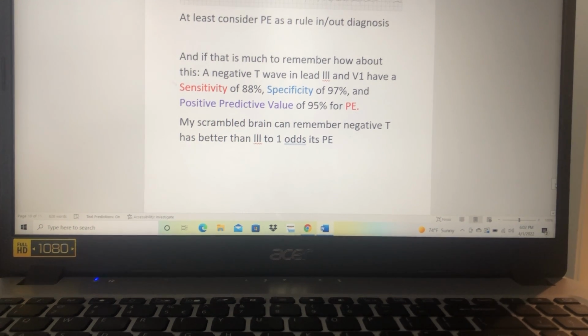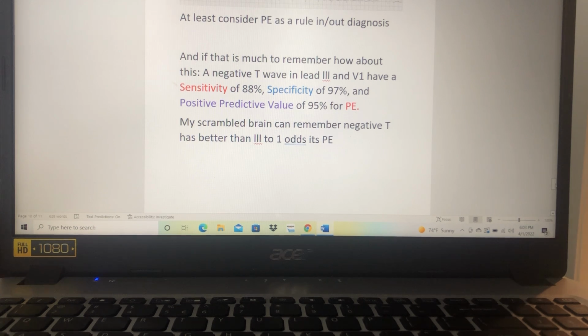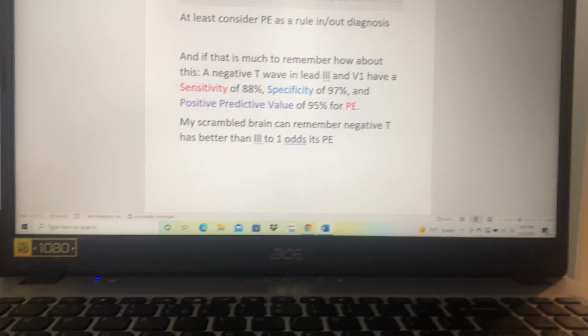And if that's too much to remember, your inferior and your right precordial, a negative or inverted T wave in leads 3 and V1 have a sensitivity of 88%, a specificity of 97%, and a positive predictive value of PE of 95%. So all you have to remember is negative in 3, negative in 1. And my little scrambled brain that's full of ADD can remember negative T has a better than 3 to 1 odds it's a PE. That's my little mnemonic.